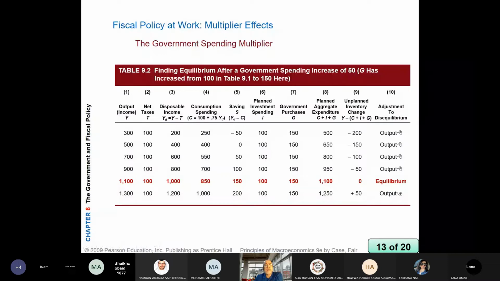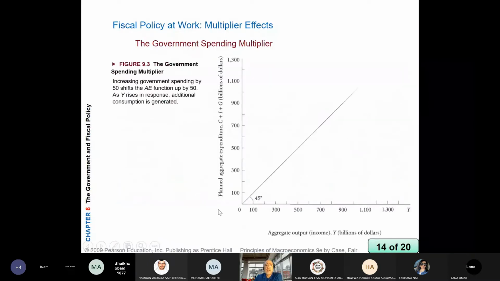So let's calculate the multiplier, which is the increase in equilibrium level of output, 200, divided by the increase in government spending, 50. So 200 divided by 50 equals 4. And see here, 0.75 is the marginal propensity to consume. So what is the marginal propensity to save? It is 0.25. 1 divided by 0.25 also equals 4. We will take more examples soon.